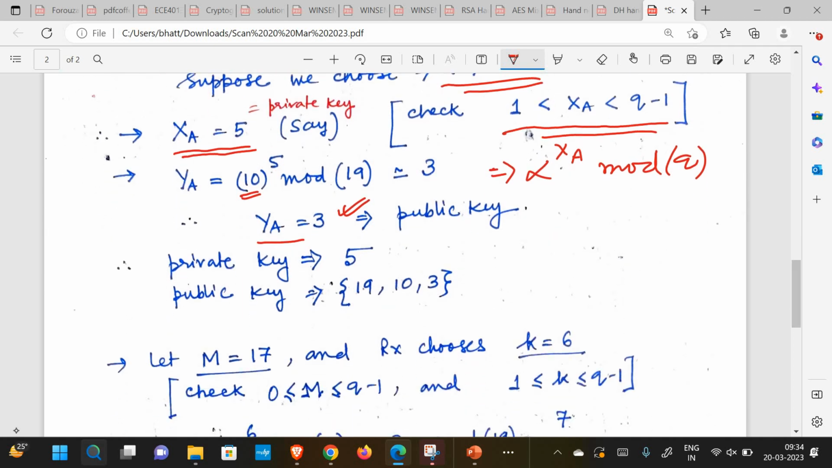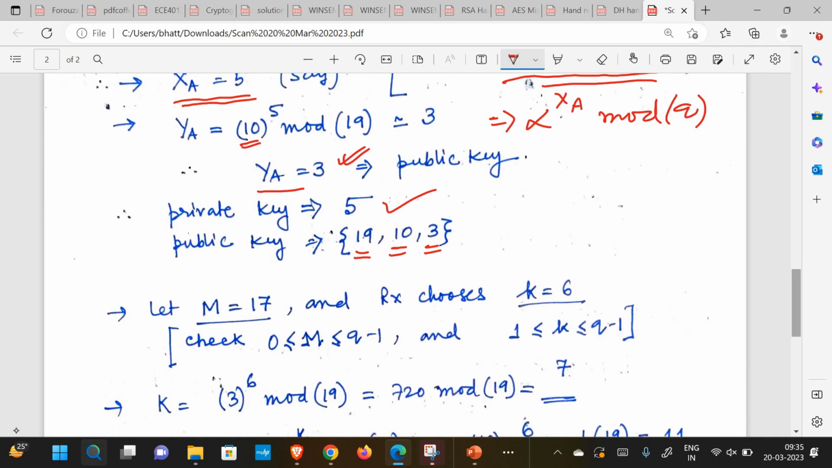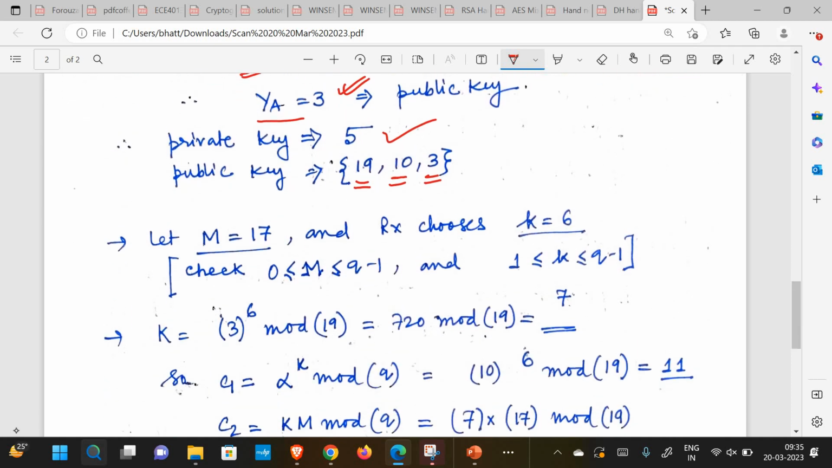So what we have right now: the private key is this, which will be used at the receiver side. We have 19 as the prime number, the generator is 10 and the public key is 3. Now, let M be equal to 17. Again in the same way, it should belong within Q, because Q was 19, so we have chosen 17.